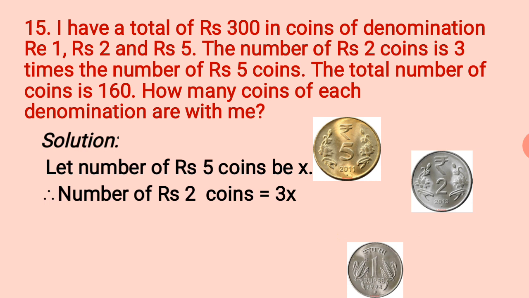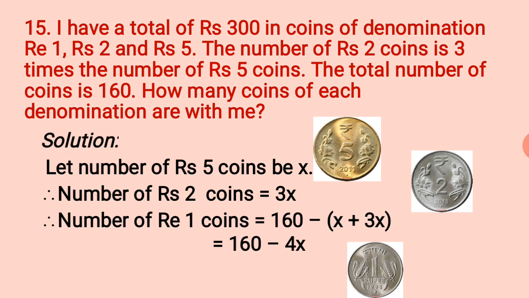So how will you find the number of 1 rupee coins? It will be the total number of coins, that is 160, minus 5 rupee coins and 2 rupee coins together, that is 3x plus x, 4x. So the total number of 1 rupee coins will be 160 minus 4x. Let's see how it is there. Here, the number of 1 rupee coins will be 160 minus x plus 3x, that is 5 and 2 rupee coins. That is 160 minus 4x.